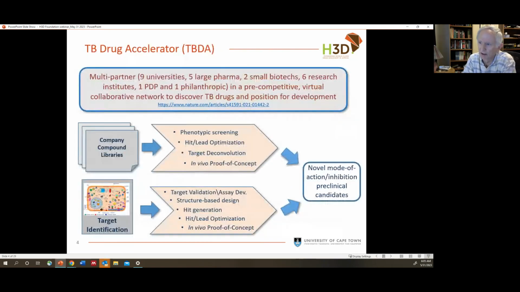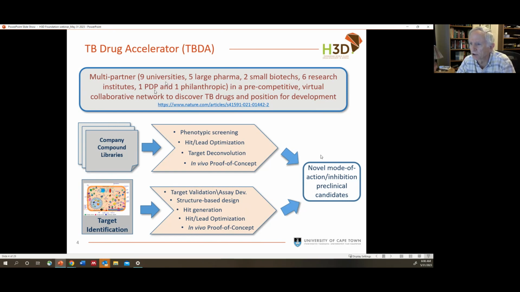Now, H3D has been involved for a long time in the TB Drug Accelerator Program. This is a Bill and Melinda Gates Foundation sponsored consortium. This involves multiple partners. At last count, and maybe this number has changed, there were 9 universities involved, 5 large pharmaceutical companies, 2 small biotechs, 6 research institutes. I guess that's where H3D comes in.